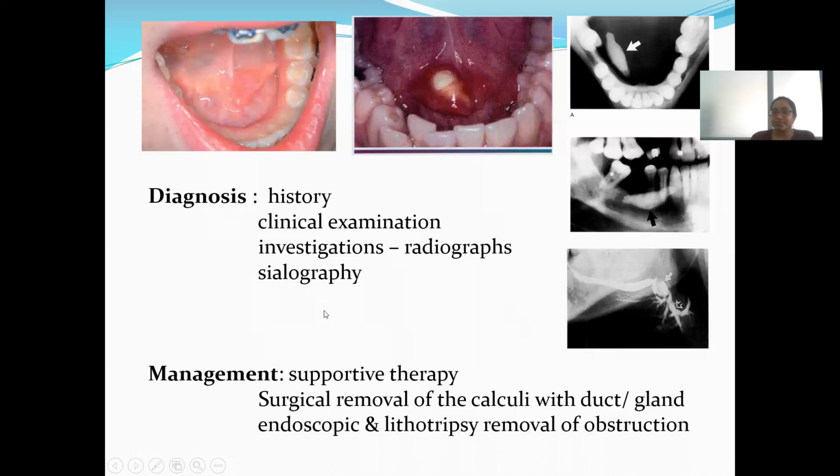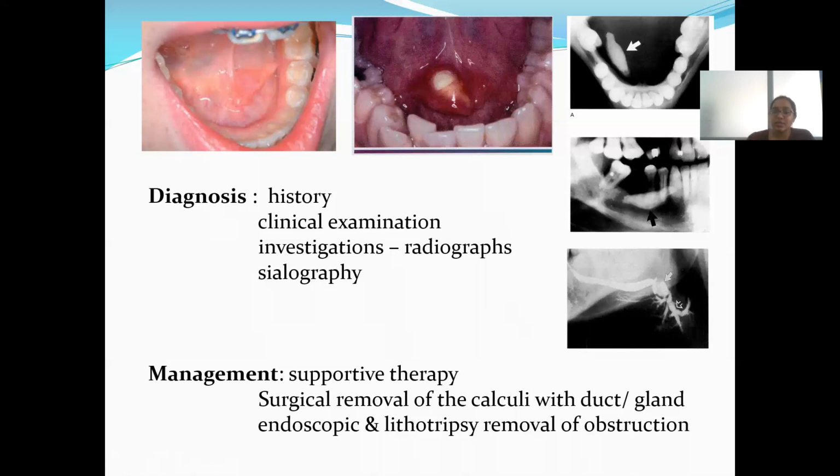Once we confirm by investigation, what is the next step? We have to manage the disease. So how do you manage this condition? Initially, we have to give supportive therapy. Suppose it is an acute condition, with acute inflammation because of some infection near the duct or in the gland. We cannot do the treatment immediately. We have to give supportive therapy and try to reduce the inflammation with anti-inflammatory medication. You give antibiotics and analgesics.